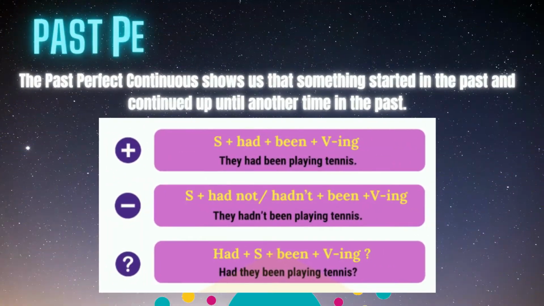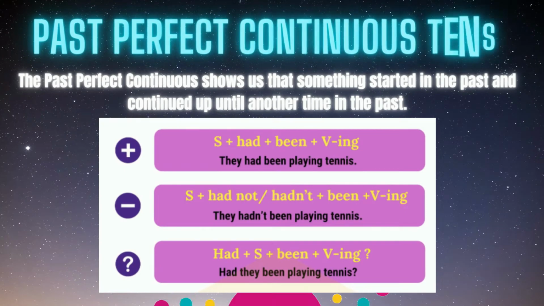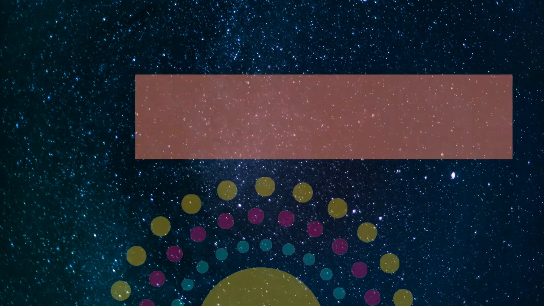The past perfect continuous shows us that something started in the past and continued up until another time in the past. To form the positive, we have subject plus had plus been plus verb-ing. To form the negative, we have subject plus had not or hadn't plus been plus verb-ing. And for questions, we do had plus subject plus been plus verb-ing.